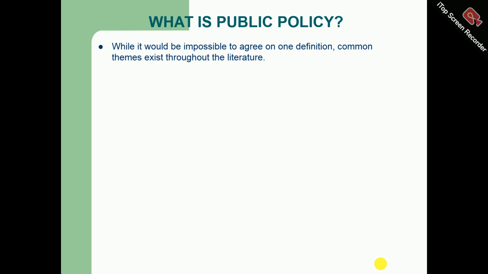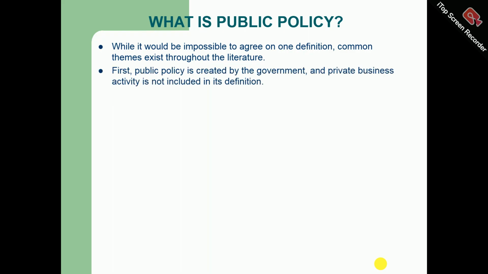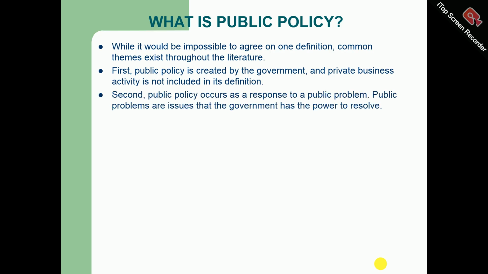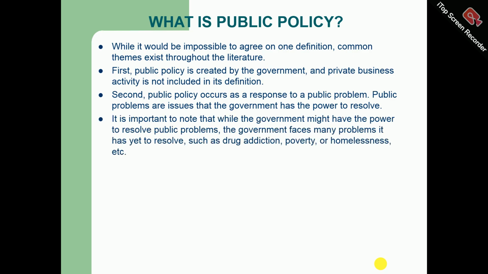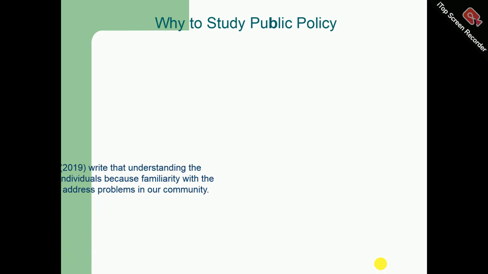While it would be impossible to agree on one definition, common themes exist throughout the literature. First, public policy is created by the government and private business activity is not included in its definition. Second, public policy occurs as a response to a public problem. Public problems are issues that government has the power to resolve. It is important to note that while government might have the power to resolve public problems, the government faces many problems it has yet to resolve, such as drug addiction, poverty, or homelessness, and so many others.